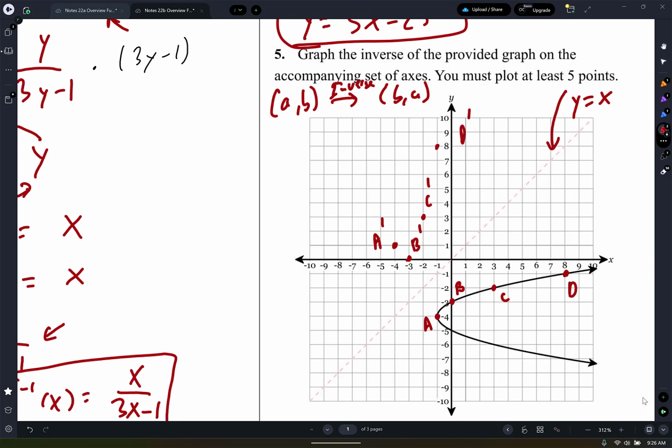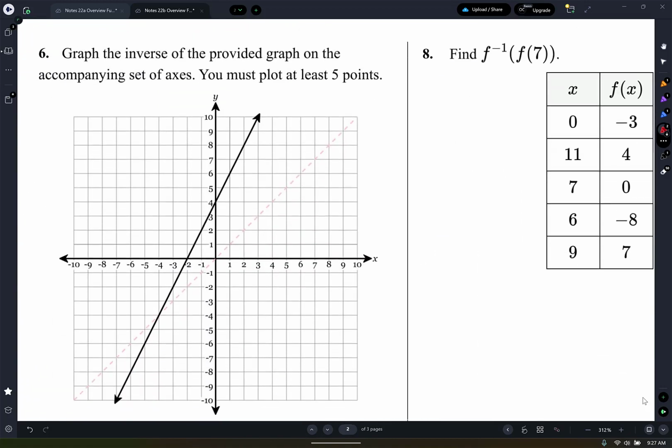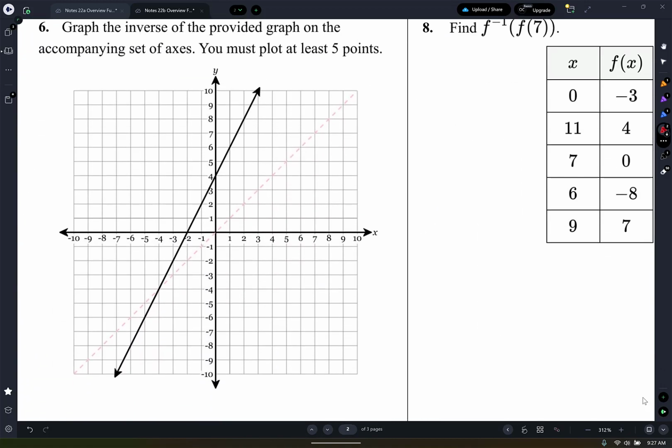D prime. And there it is, guys. It looks something like, see, if you reflect it across the line y equals x, it looks like that. Cool, right? Yeah, that's all it is. That's what you're doing on question number 6, but it's even easier because it's a linear line.